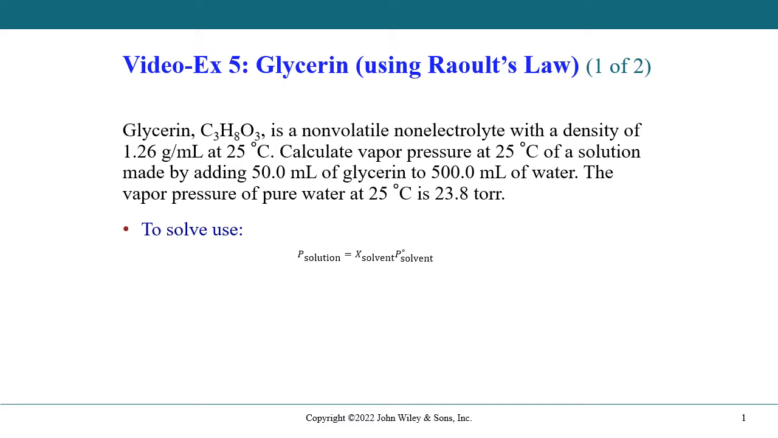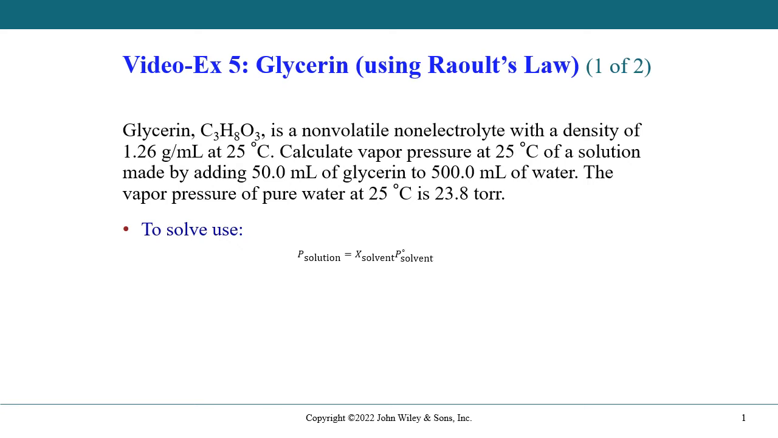So in this case, we have glycerine. It's a non-volatile, non-electrolyte. Non-volatile means it doesn't vaporize, and a non-electrolyte means it doesn't dissociate in water. This material has a density of 1.26 grams per milliliter at 25 degrees C.